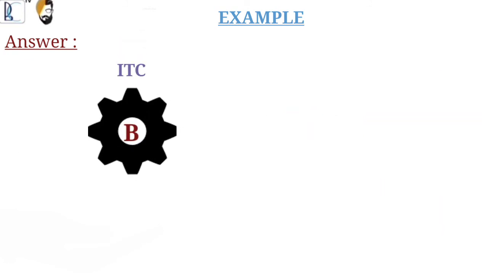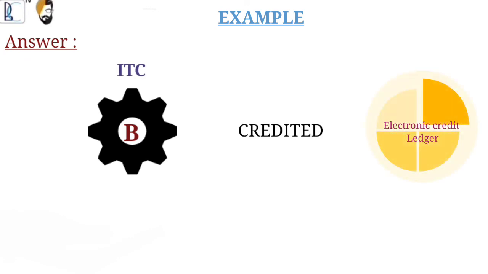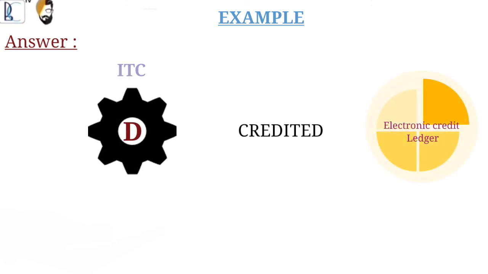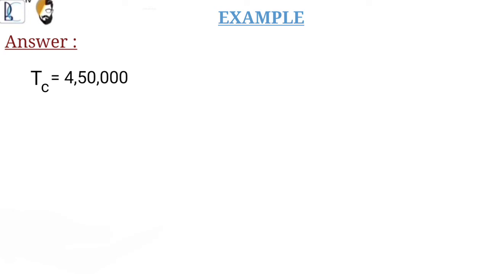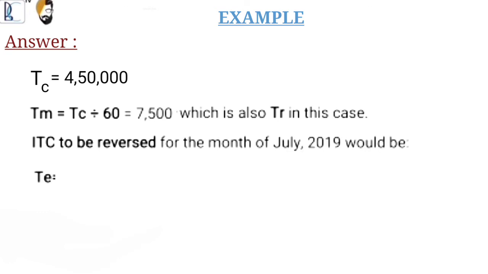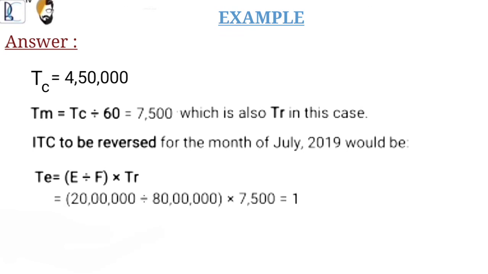ITC on machine B will be credited to the electronic credit ledger, 900,000 rupees. ITC on machine D will also be credited to the electronic credit ledger. DC equals 450,000. DM equals DC divided by 60 equals 7,500, which is also DR in this case. ITC to be reversed for the month of July 2019 would be TAE equals E divided by F, times DR, equals 2 million divided by 8 million, times 7,500, equals 1,875.